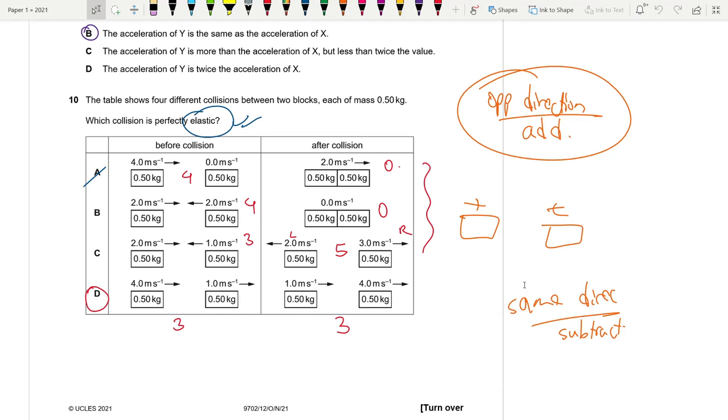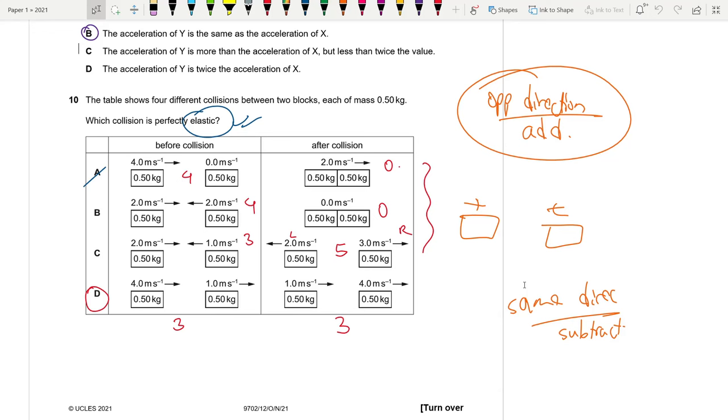For 10A, what's the relative speed of approach? It's 4 minus 0, 4. What's the relative speed of separation? If two objects coalesce, that means they stick together, the relative speed of separation is actually 0. So since 4 is not equal to 0, it is not elastic. Look at number 2. If two objects move in opposite directions, we add the speeds to find out the relative speed of approach. So 2 plus 2 is equal to 4. And since they coalesce at the end, it's 0 again. So 4 is not equal to 0.